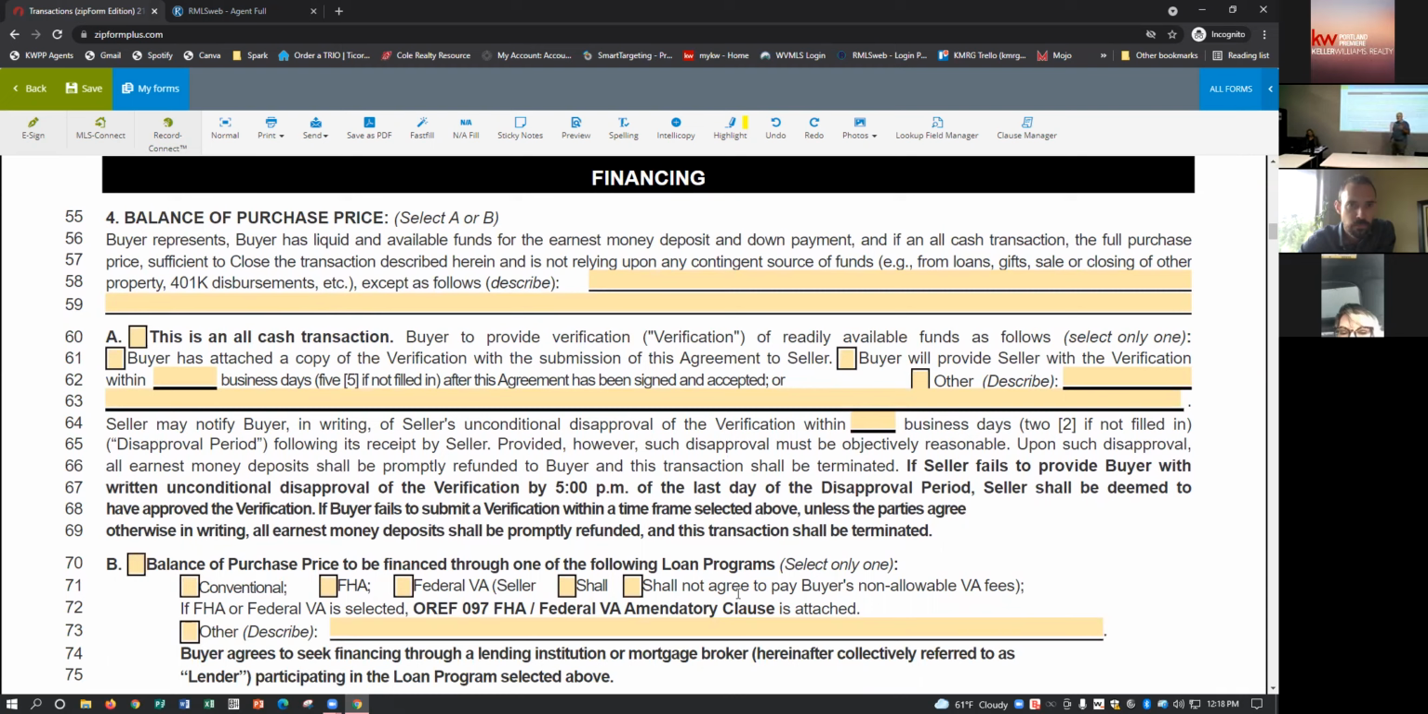What would a contingent source of funds be? Anyone? It's right there. Yeah, they are described in there. Anything that's not in a savings account or checking account. What about stocks? I'm going to cash out some stocks or my Bitcoin. That's contingent funds, right? Because those funds are subject to change in value.